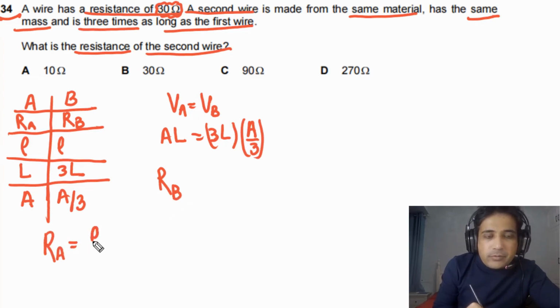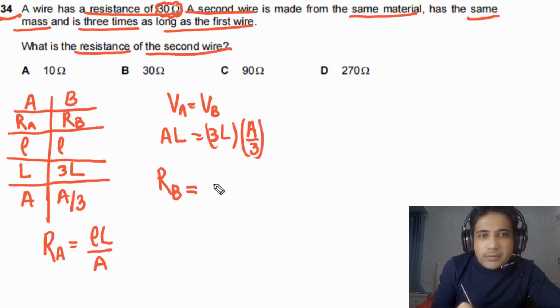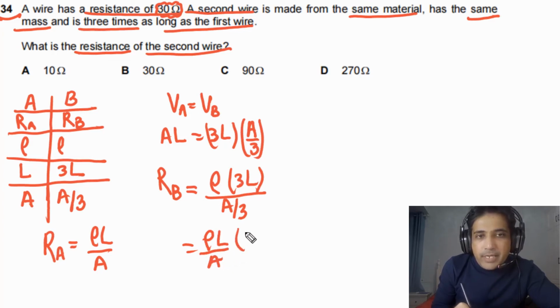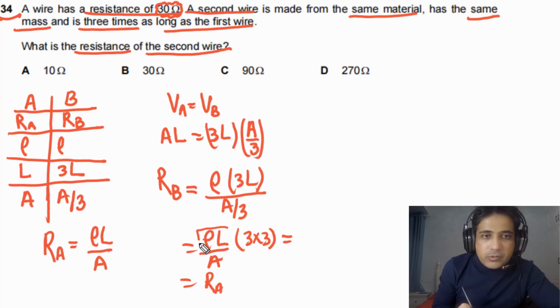Resistance of RA will be equal to rho L by A. So the resistance of RB is rho times L, which is 3L, and the cross-sectional area is A by 3. If we simplify this, we get rho L divided by A, and we have 3 multiplied by 3. So in this case we get RA times 9, because RA is the resistance of wire A. So this is RB.